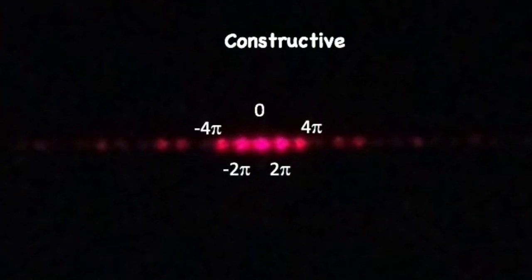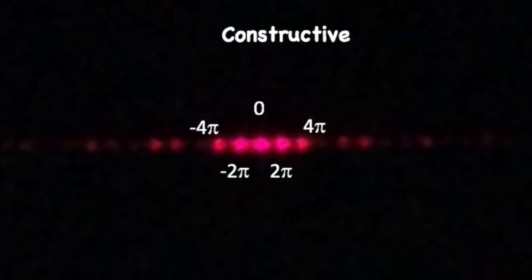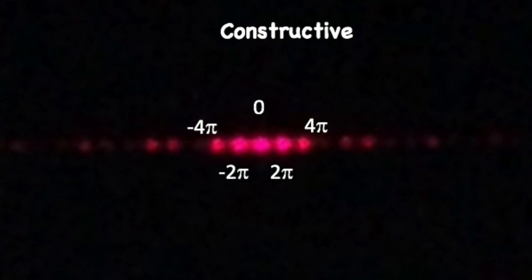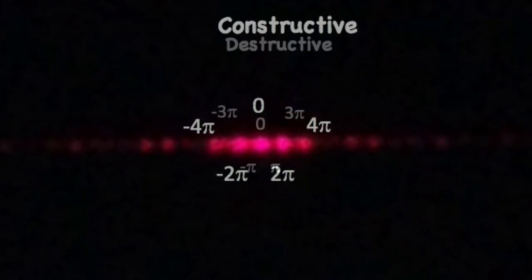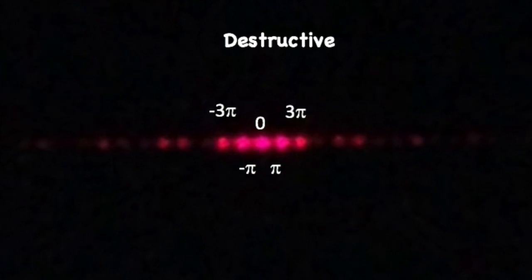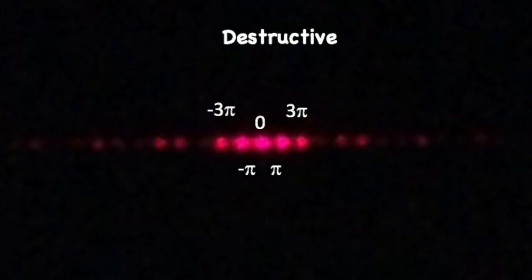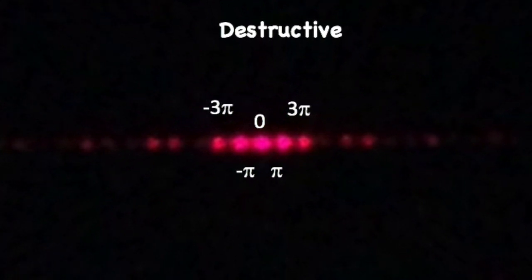So, where you see the bright spots starting from the center would be 2 pi, 4 pi, keep going in that direction, or the other direction, negative 2 pi, 4 pi, etc. And then similarly for destructive interference, we are observing the minima, the dark spots, which represent odd multiples of pi. So pi, 3 pi, 5 pi, and then also in the negative direction as well.